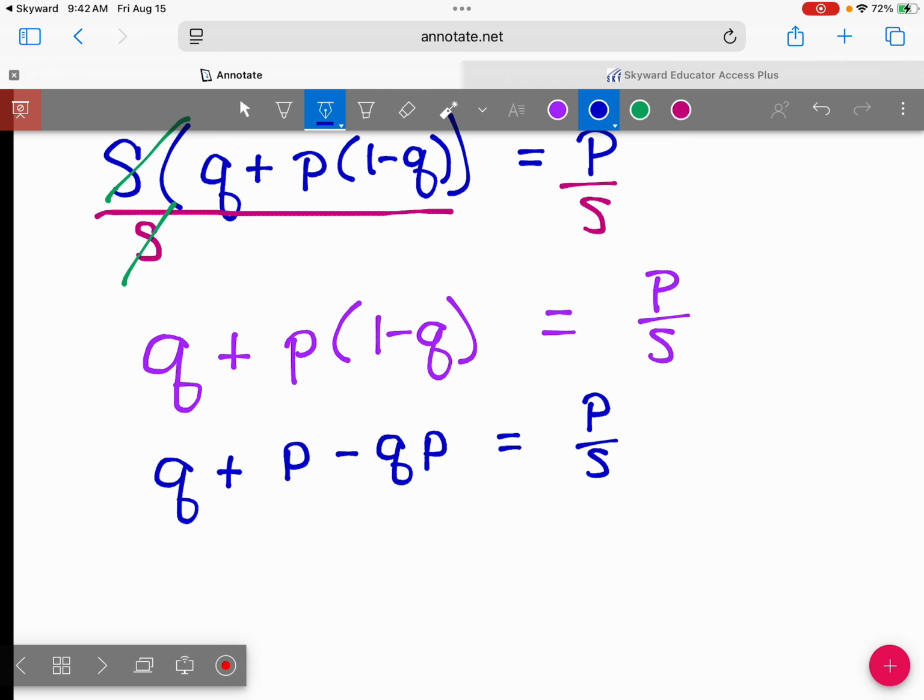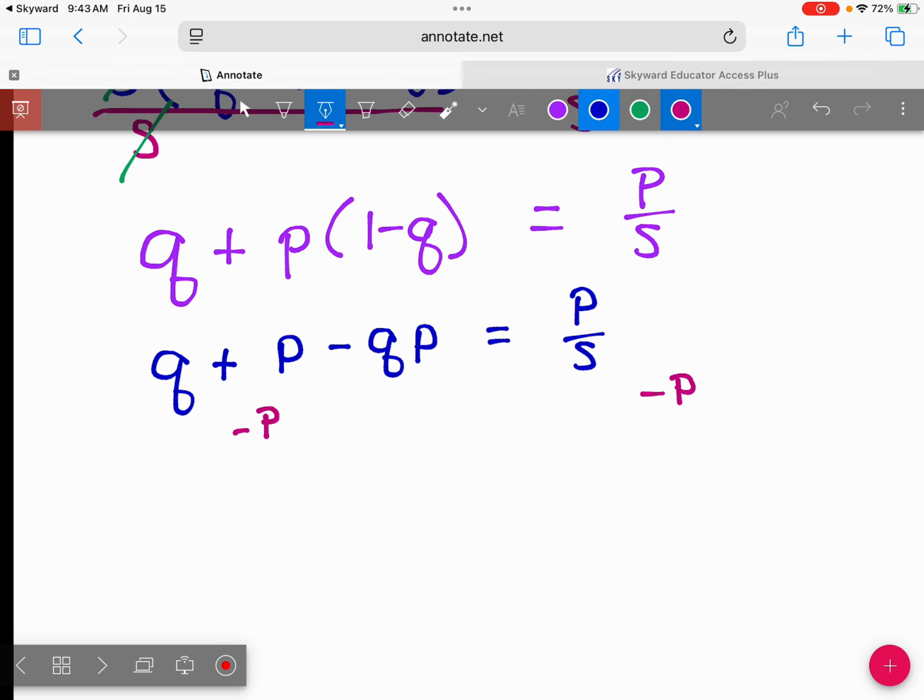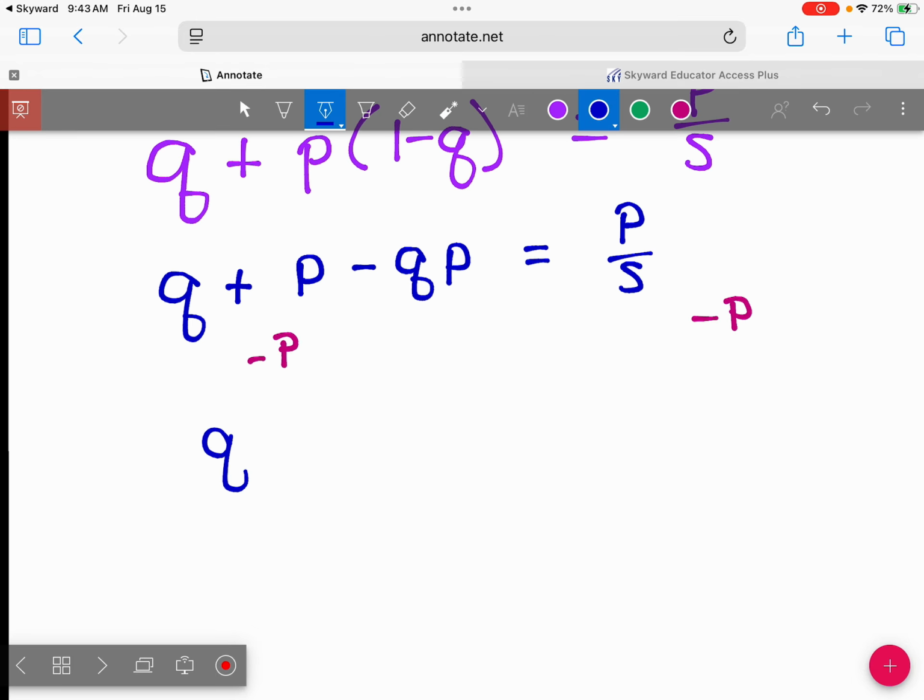Because I'm trying to get the q by itself, so I need to keep my q, but anything that doesn't have a q needs to go over there. So I want to get rid of this p and send him yonder. So I'm going to subtract a p. I keep the things that have the letter I'm looking for. Everybody else goes to the other side, so I'm going to minus a p from both sides. So we're going to have q minus qp equals p over s minus p.